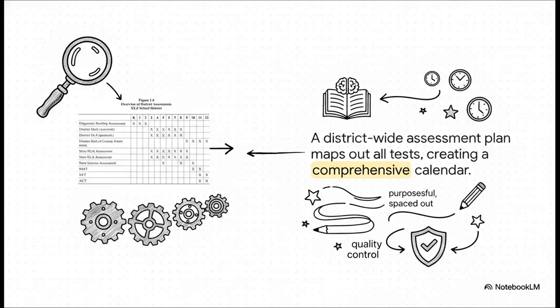Here's an example of what a district-wide assessment plan can look like. Don't worry about the specific names of the tests, just focus on the idea. A plan like this maps out every single assessment for every grade. It makes sure that testing is purposeful, not just a random pop quiz. It's basically the quality control system for learning.